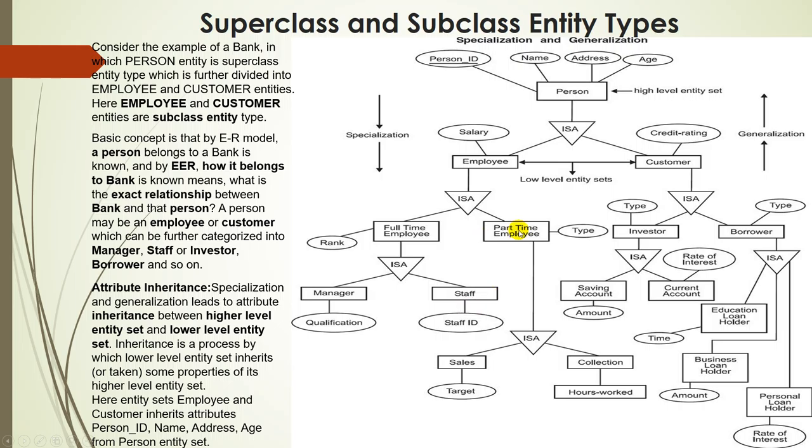And for the part-time employee, we have two types of part-time employee: sales and collection. And the sales, how many fields? One, two, and four, means six fields come from the parent, and one more field: target. And for the collection, also the same.